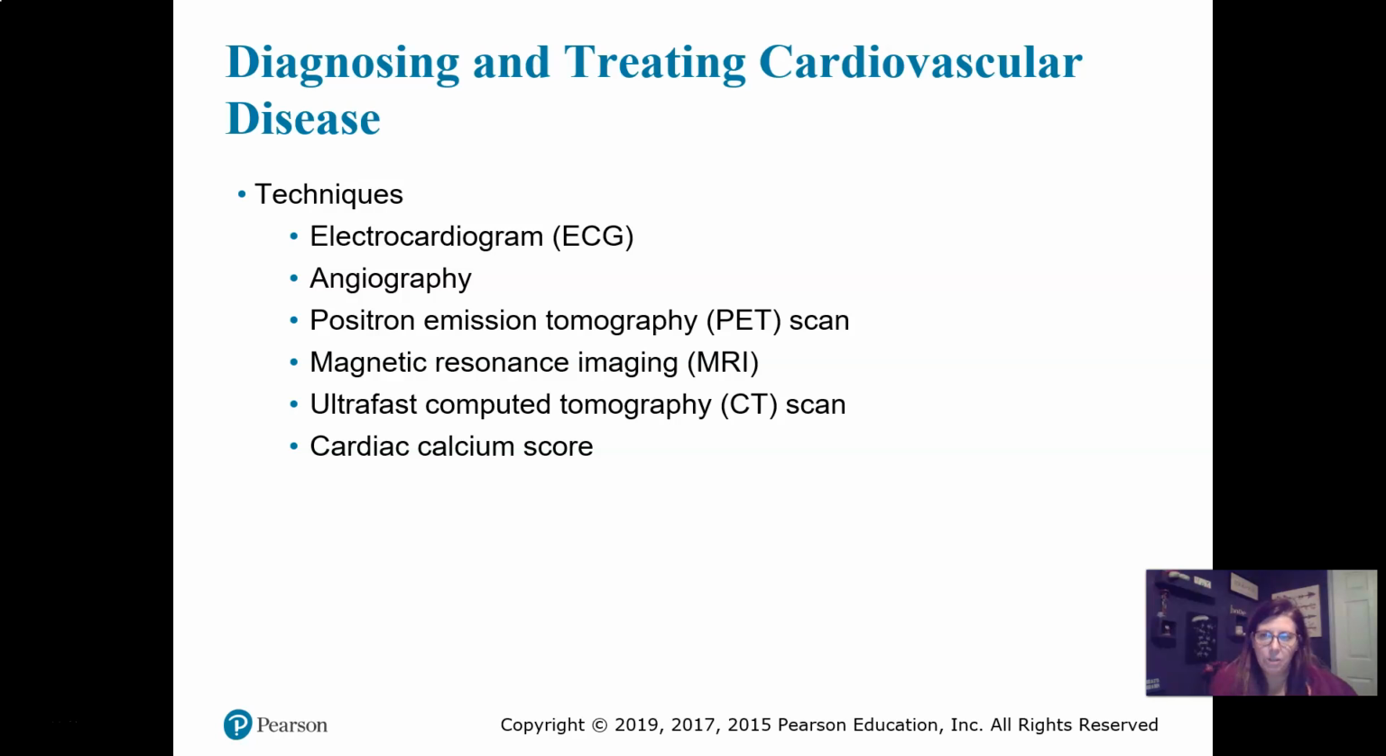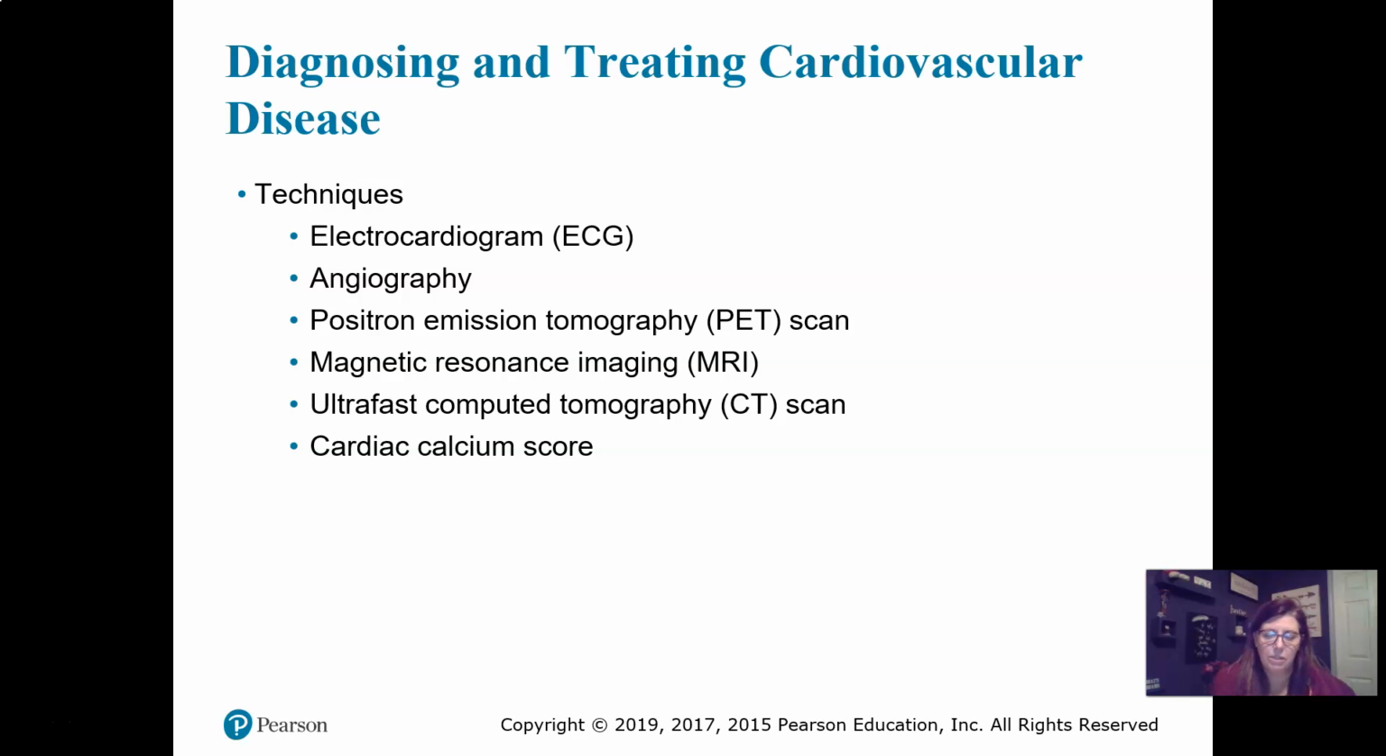And angiography, cardiac catheterization, easy for me to say, is a procedure in which dye is injected into the heart to discover areas that may be blocked. Positron emission tomography, PET, a PET scan, 3-dimensional images of the heart are taken as blood flows through it, so they can see if there are any blockages or what's going on.